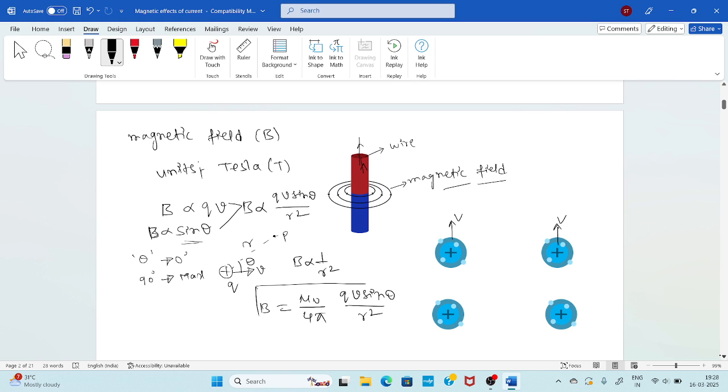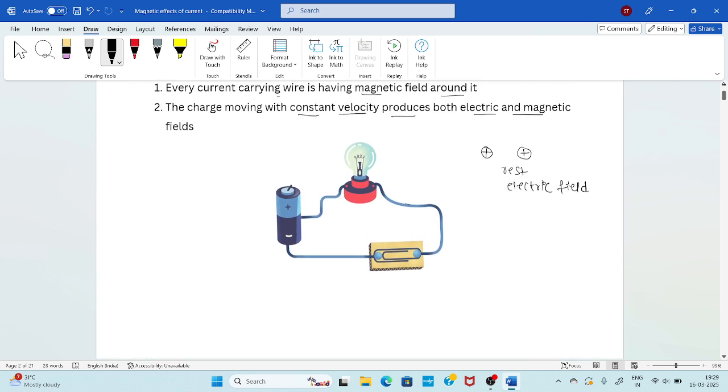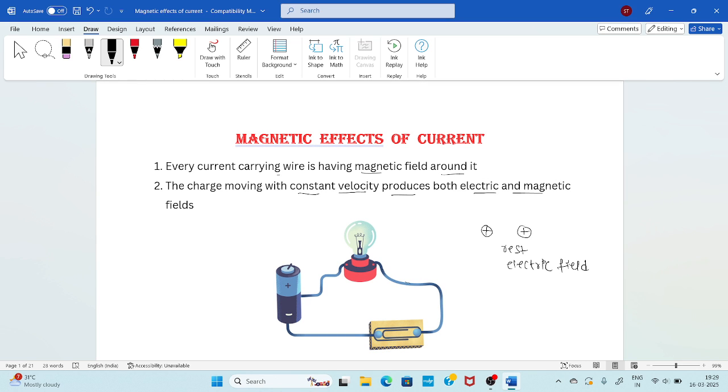This is the formula for the magnetic field due to a moving charge. So this is about the magnetic field due to a moving charge. Now, how the magnetic field is produced by the moving charge. So this is about the magnetic effects of the current.